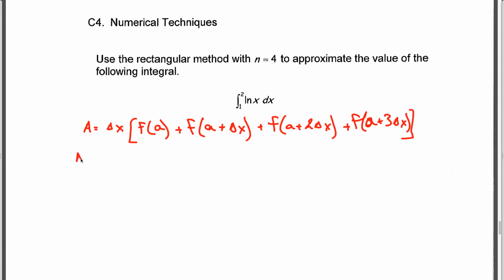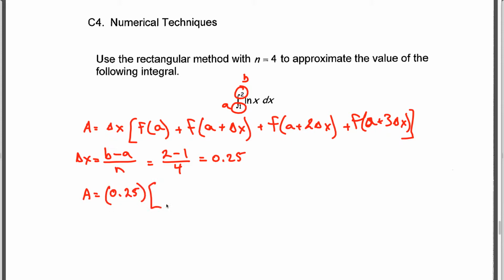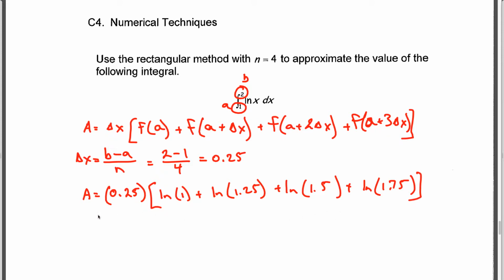So now we need to find delta x. Delta x we know is b minus a over n, which in this case is 2 minus 1 over 4, or 0.25. Of course, this here is a and b. Now it's just a matter of evaluating the natural log of x at our required points. So the area is going to equal delta x, which is 0.25, multiplied by f of a, meaning the natural log of 1, plus the natural log of 1.25, plus the natural log of 1.5, plus the natural log of 1.75. And so there's our 4 rectangles.